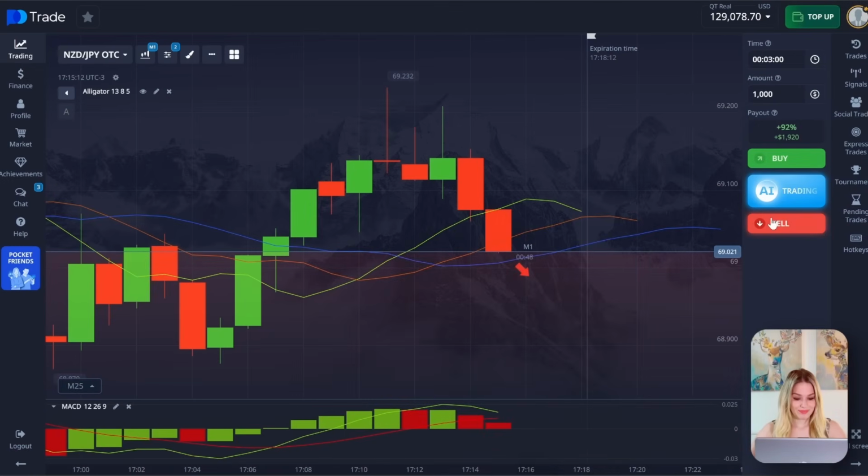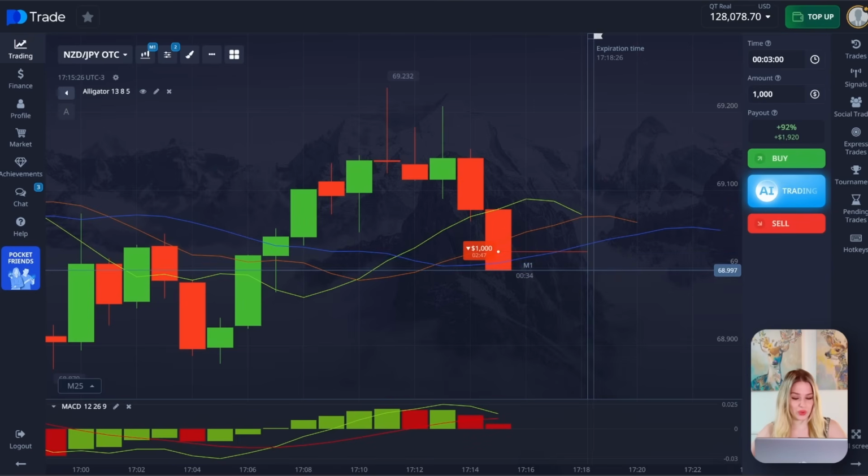Eighth trade. Here, we will also open bearish trade. Here, the chart is more interesting than in the previous one, but here, there was an intersection of 2 indicators earlier. Now, we will open and see what will happen at the end of this trade.